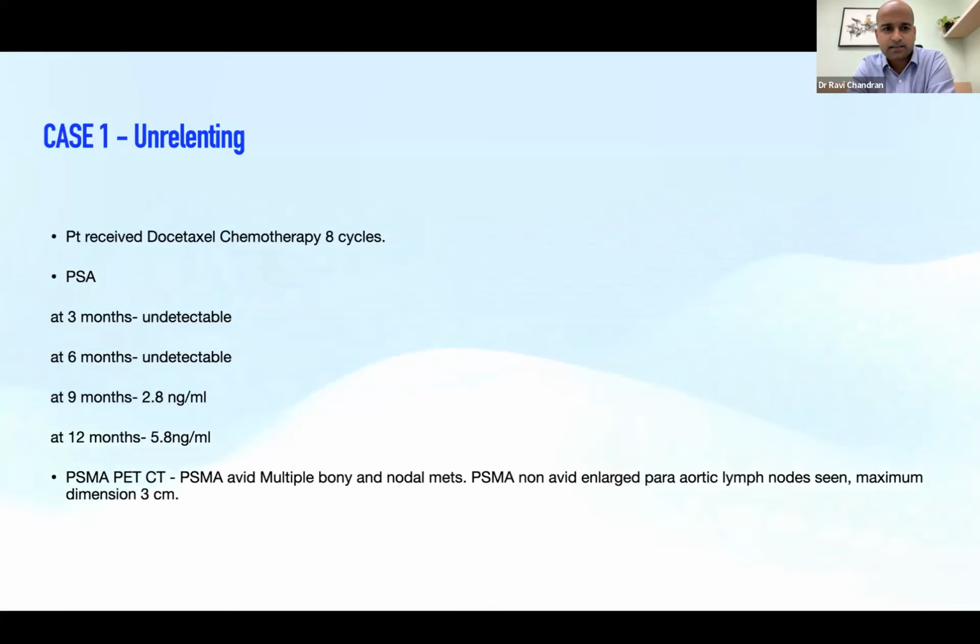So this patient completed 8 cycles of docetaxel and was undetectable for 3 months, and at the 9th month, PSA went up to 2.8. And in 12 months' time, it became 5.8. It has been unrelenting. So now a PSMA PET-CT was done. It is showing PSMA-avid multiple bony and nodal metastases. And there is also a PSMA non-avid, large para-aortic lymph node measuring about 3 centimeters.